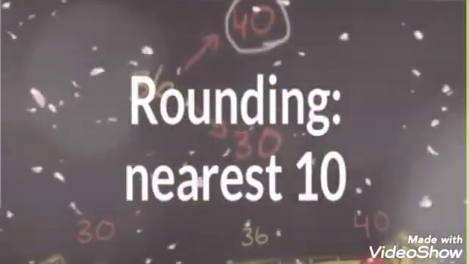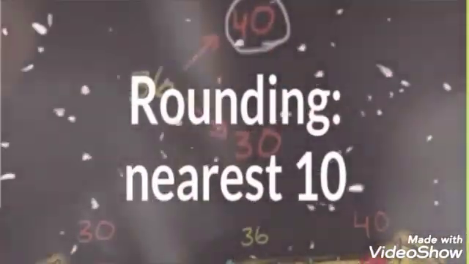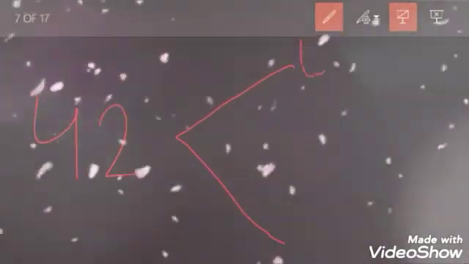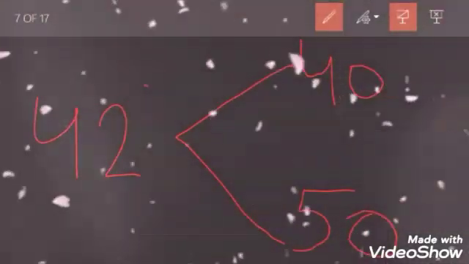Now let's study rounding off to the nearest 10. Round off 42, 47, 45 to the nearest 10. So let's start. First of all, we will round off 42. The two nearest 10s for 42 are 40 and 50. It is clear that 42 is nearer to 40. Thus, the nearest 10 of 42 is 40.